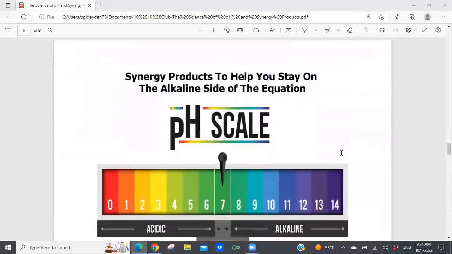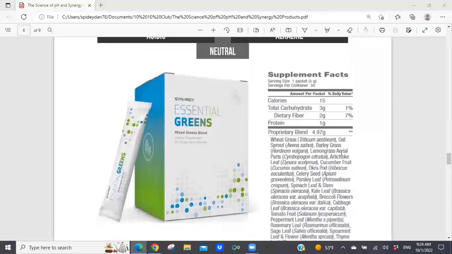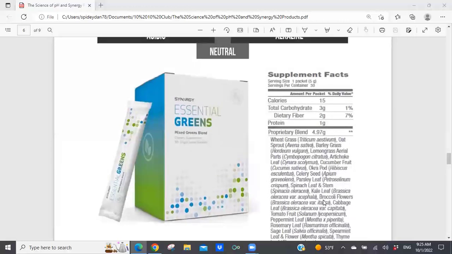Now, when we look at the pH scale and what Synergy products will help us stay on the alkaline side of the equation, the first one that comes up is Essential Greens. You look at the list of ingredients. What's the number one ingredient? Wheatgrass, and then barley grass. And when we come down here, you've got spinach leaf and kale and broccoli. So when you look at this product, Essential Greens, it is a great product to help you stay on the alkaline side of the equation.